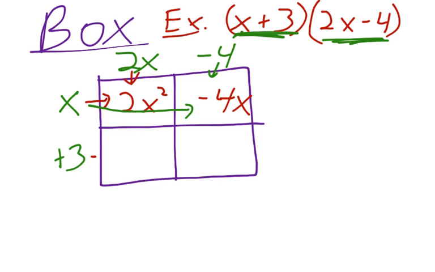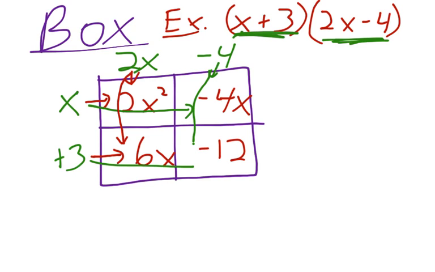And then where this row meets that column, so 2x times 3 gives me 6x. And then I'm going to do where the row meets the column, so 3 and the negative 4. 3 times negative 4 gives me negative 12.